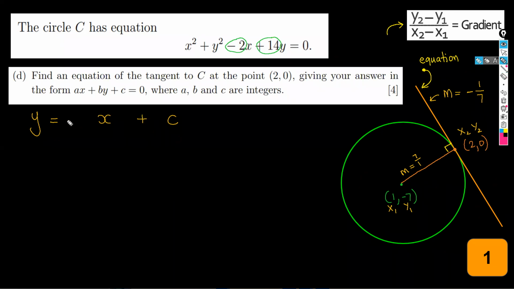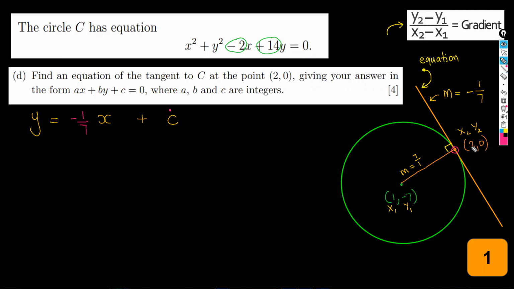Minus 1/7. And of course, just like in maths class, we would have to find the value of c. Now, to find c, we need a point on the line. We have to choose this point here, the (2, 0), because it is on the circle, but it's also on the tangent at the same time.